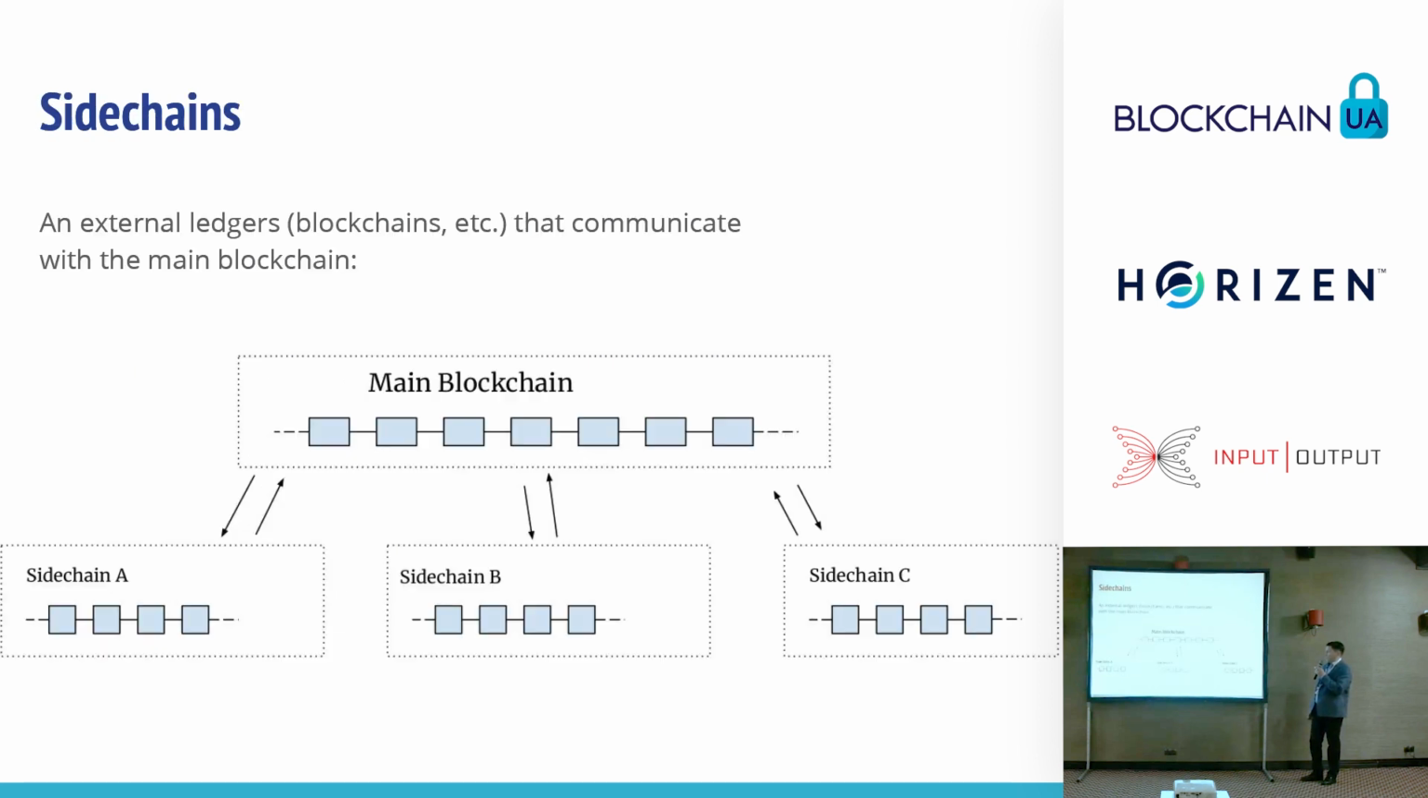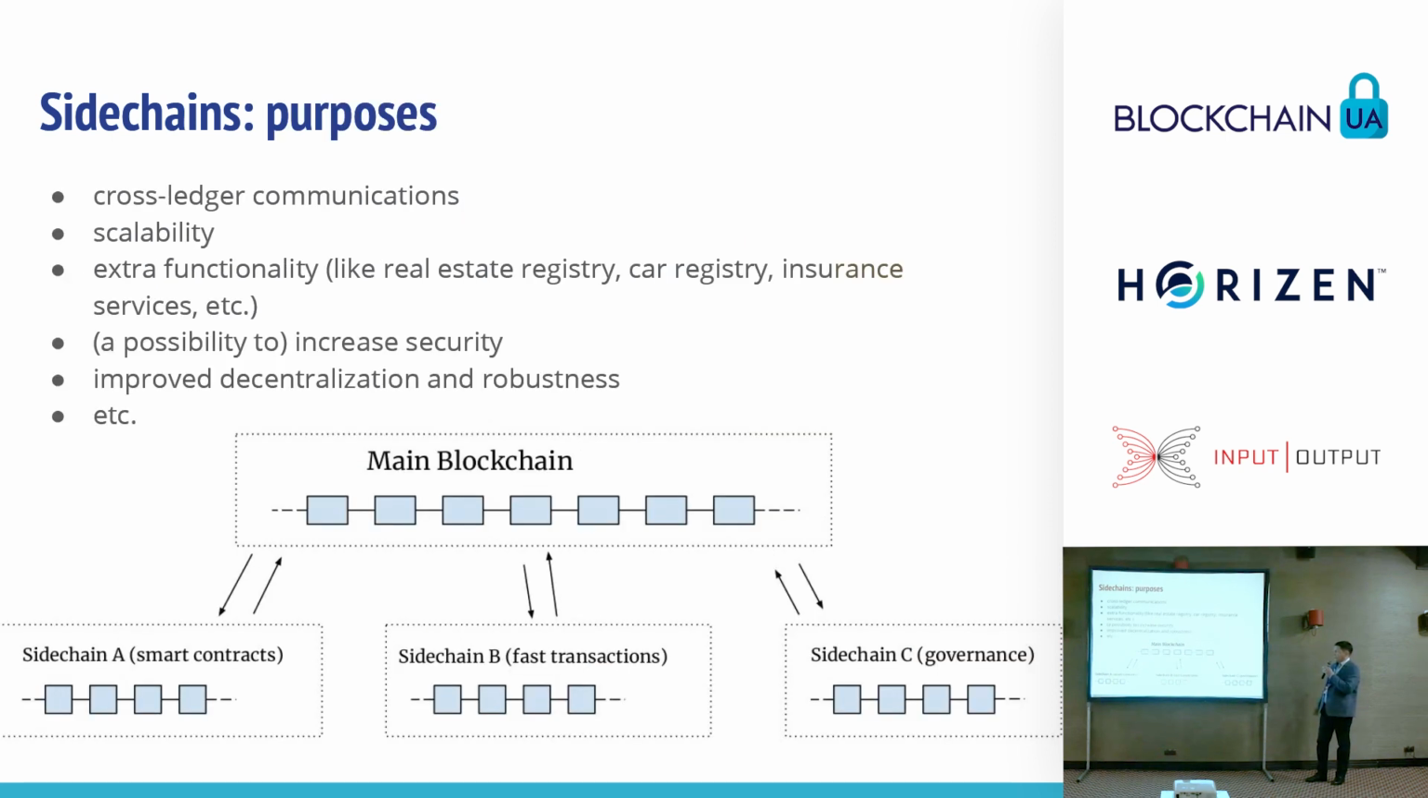Okay, so if we are speaking about sidechains, we have some main blockchain and we have several sidechains. We have the classical inter-ledger communication problem: how to make independent sidechains, independent blockchains, communicate with each other, and how to do this communication securely and efficiently.